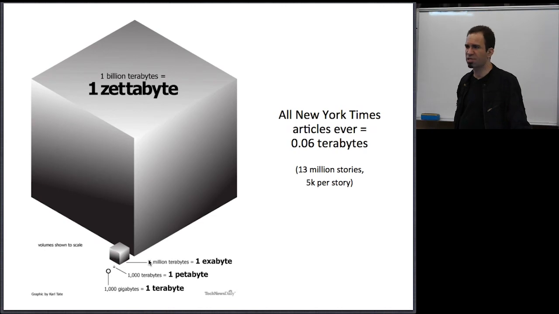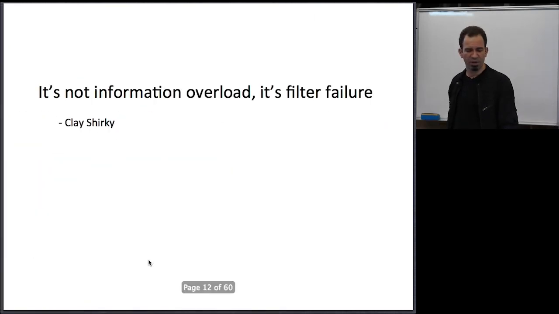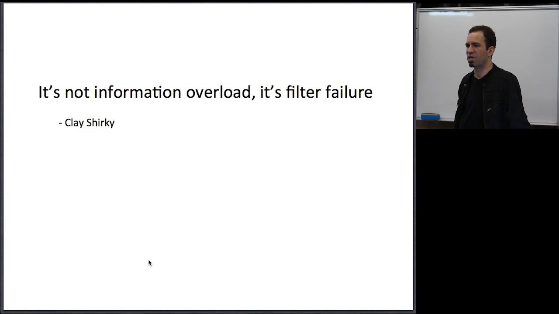So journalistic output is tiny, and there's a mismatch by a factor of not just 1 million, but like billions and trillions between what you can read in a day and what's produced in a day. So one way of describing this is information overload. But there's a nice quote from Clay Shirky, who you've probably heard of. He's a media theorist, has done a lot of work on internet stuff. And he said, well, it's not information overload, it's filter failure.